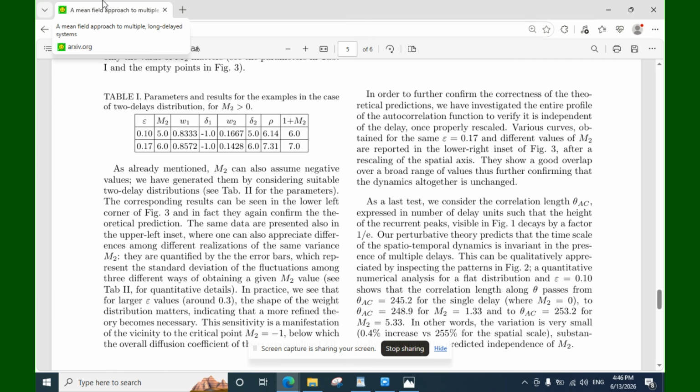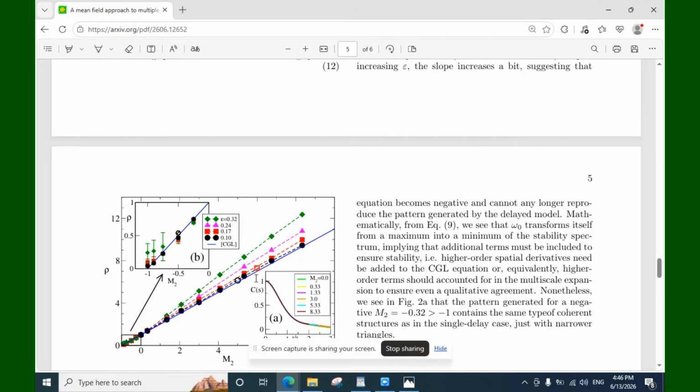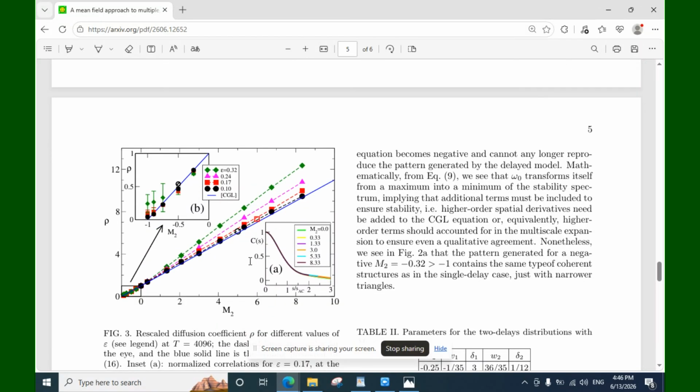This sensitivity is a manifestation of the vicinity to the critical point M2 equal to minus 1, below which the overall diffusion coefficient of the corresponding CGL equation becomes negative and can no longer reproduce the pattern generated by the delay model. Mathematically, from equation 9, we see that omega transforms itself from a maximum into a minimum of the stability spectrum, implying that additional terms must be included to ensure stability.